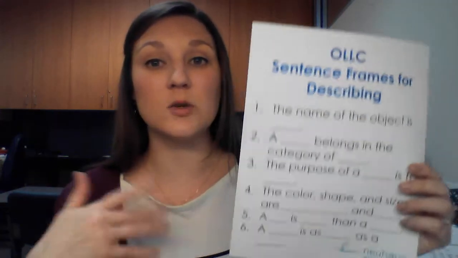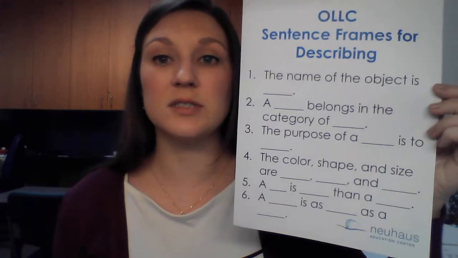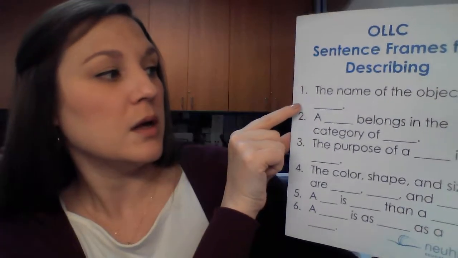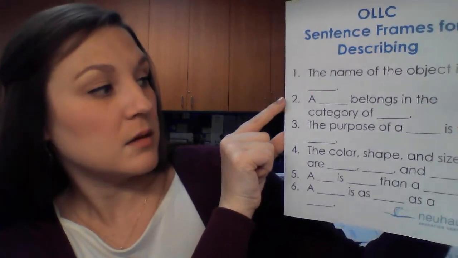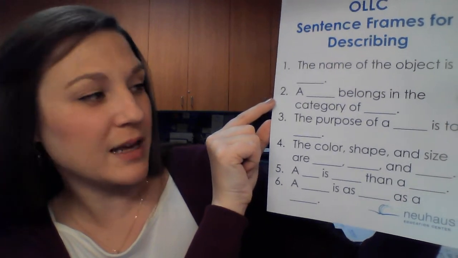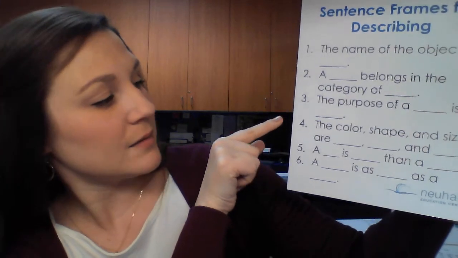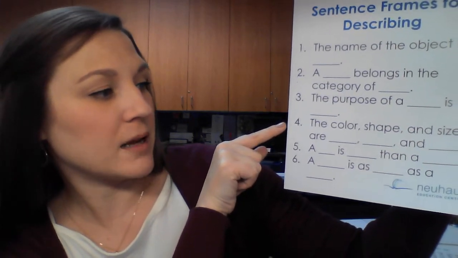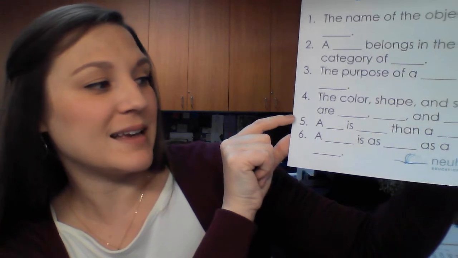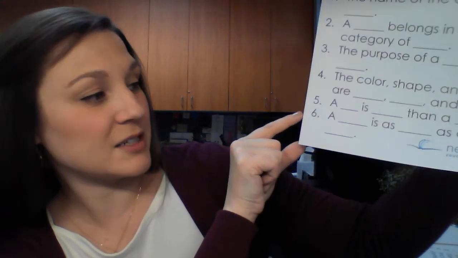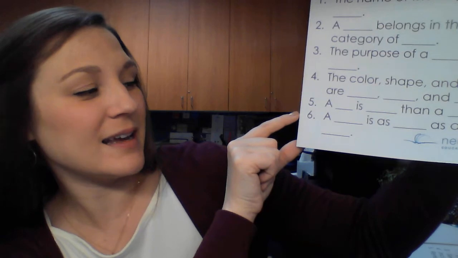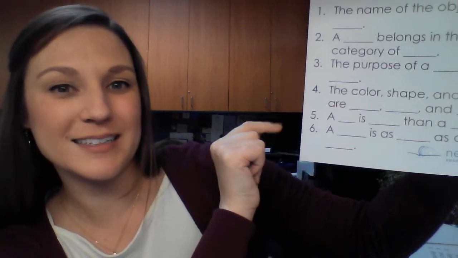You can also use sentence frames to help students do this. And remember, this is an oral activity, but you could give these sentence frames orally or have them written on the board. The name of the object is blank. A blank belongs in the category of blank or categories of blank. The purpose of a blank is to blank. The color, shape, and size are blank, blank, and blank. A blank is blank, then a blank, that's a comparison, or a blank is as blank as a blank. A simile or a metaphor could go in these last two. That might help students give a little bit of structure to your describing.